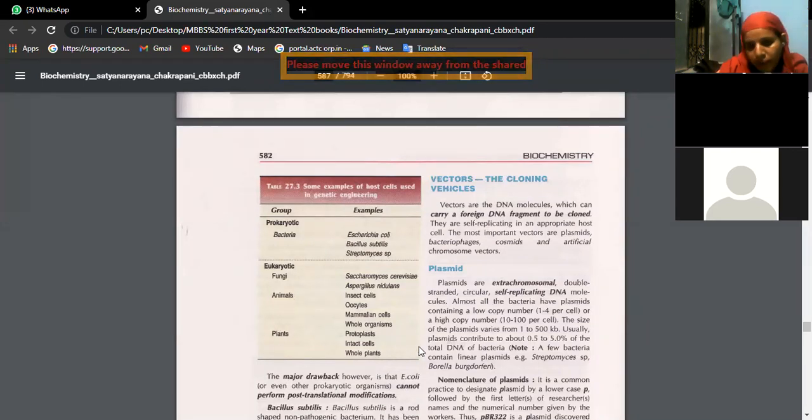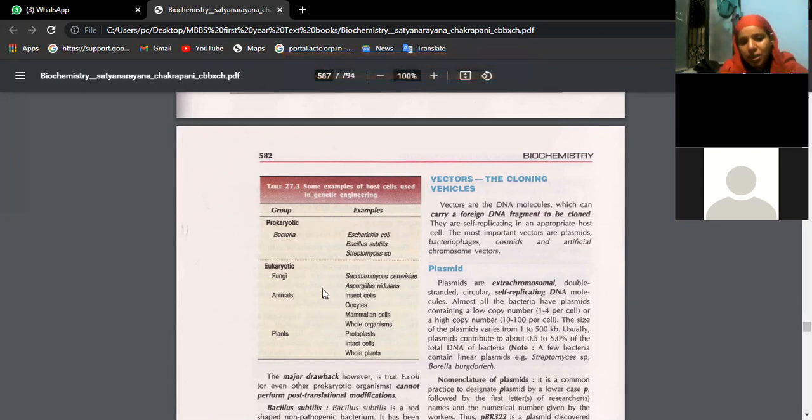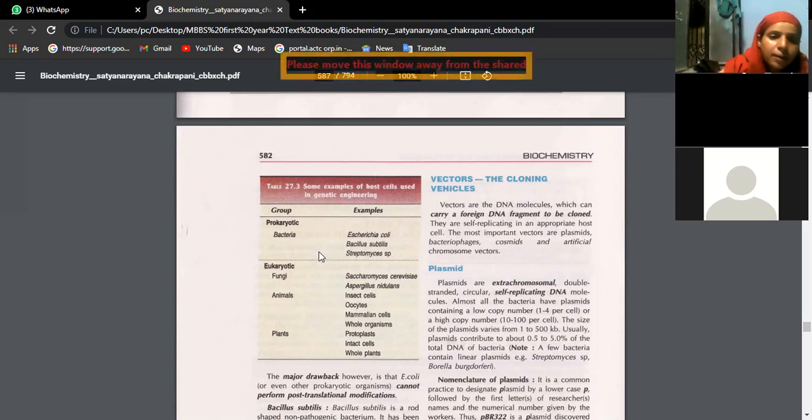We can make use of plants. Whatever, all these can be used as machinery in order to synthesize the required protein. So these are all host cells.